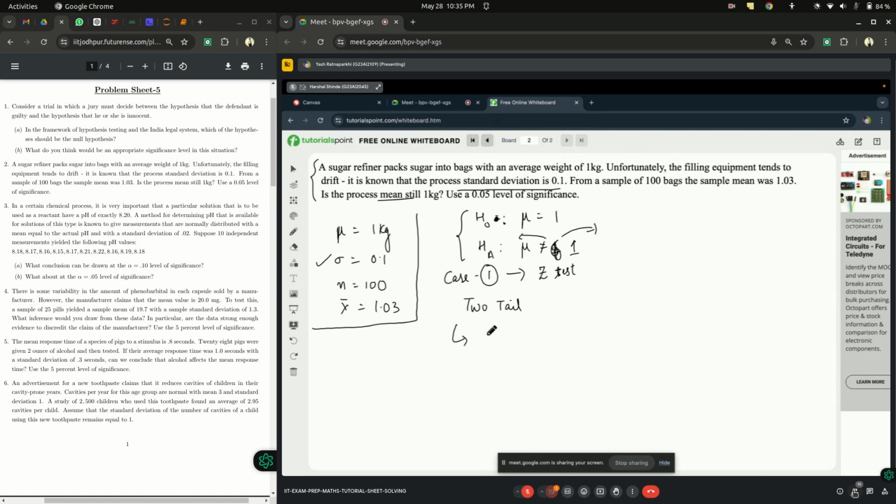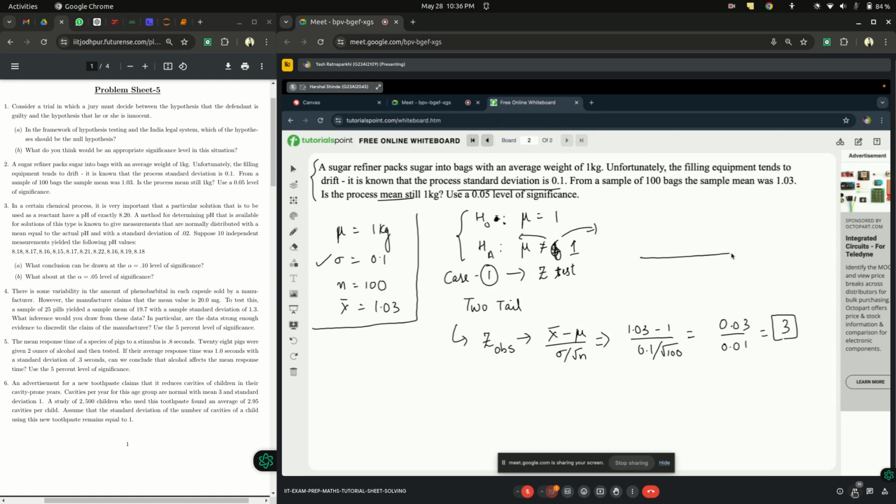Now, next we need to calculate our Z observed. What is the formula of Z observed? Can anyone help me with it? It is X bar minus mu upon sigma by root n. So my X bar is 1.03, my mu is 1, sigma is 0.1 and root n is 10, that means the square root of 100. So basically it will be 0.03 upon 0.01. Correct? That will be 3. So I got my Z observed.